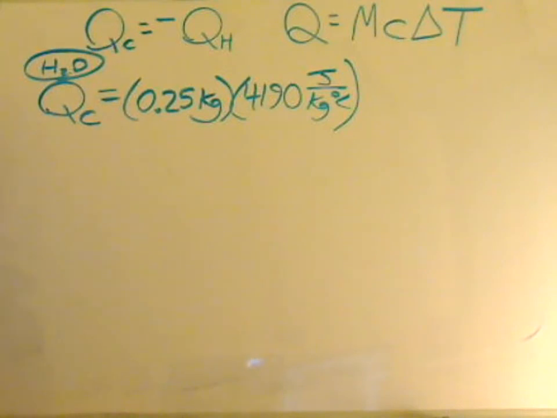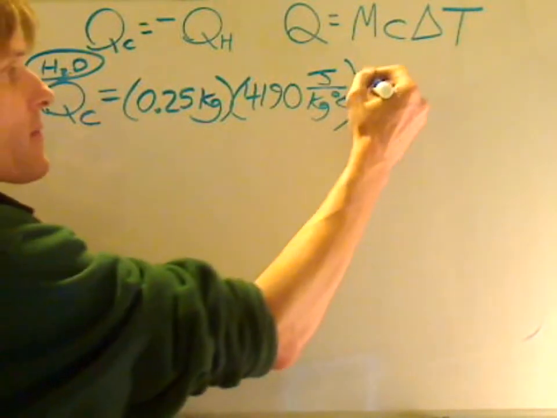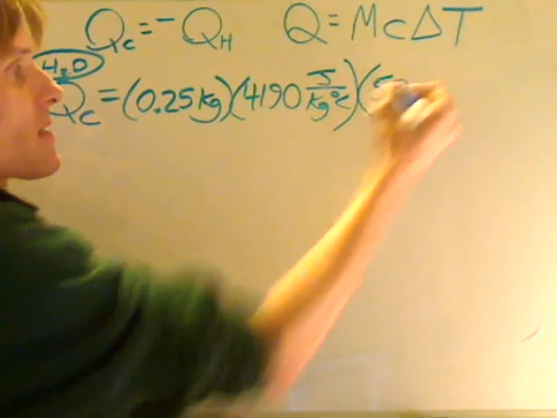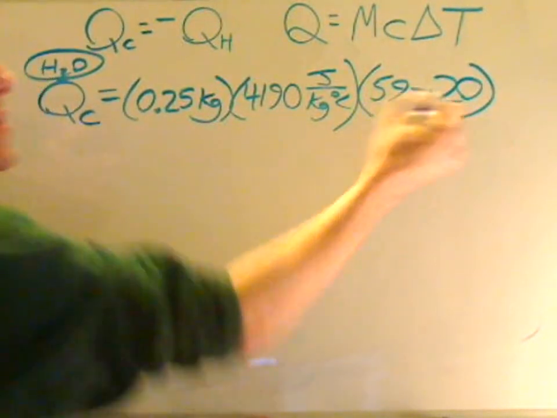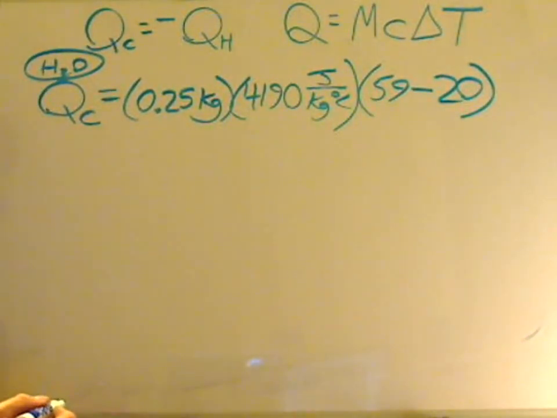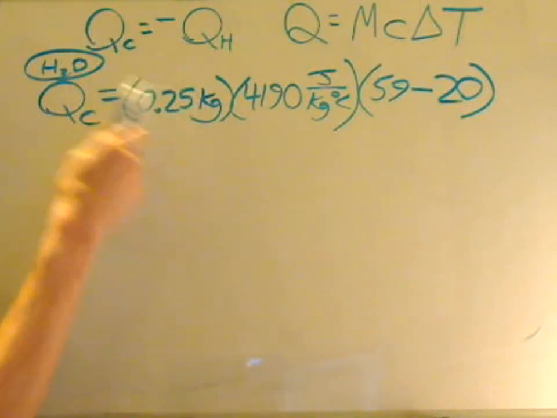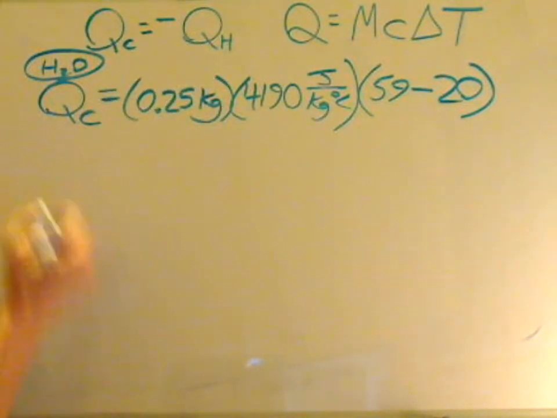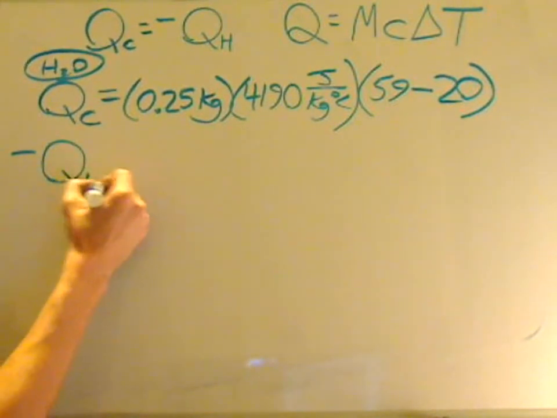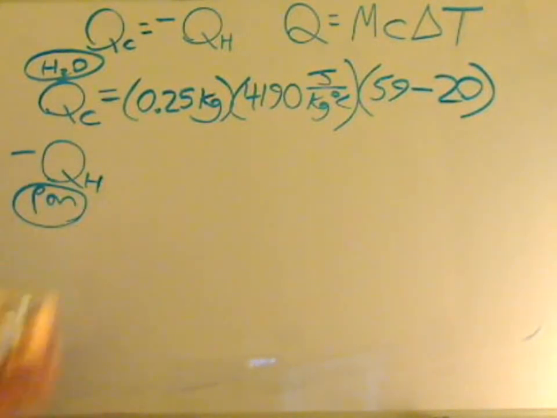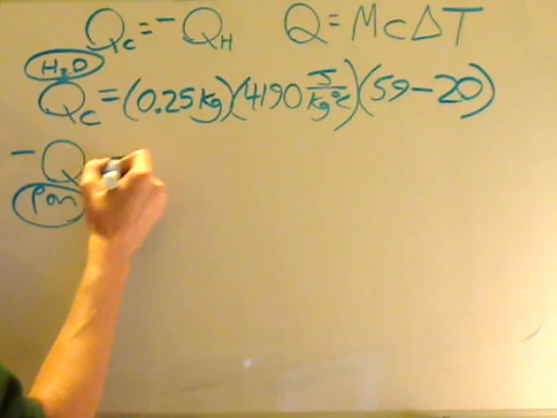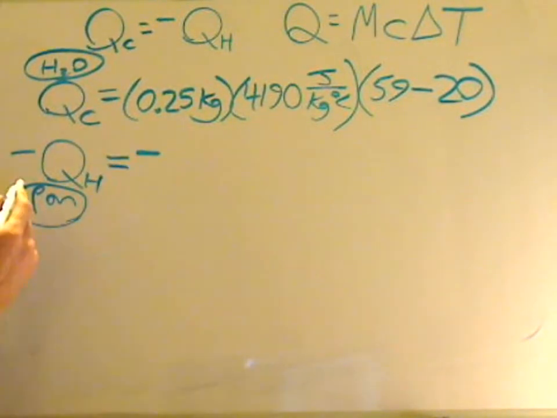And the change in temperature, delta T, well, the final temperature is 59 degrees Celsius. The initial temperature is 20 degrees Celsius. So we go through a 39-degree temperature change for the water. Now that has to be equal to the negative of the heat released by the hot substance. And so let's calculate negative Q of the hot substance then. And that's the pan.